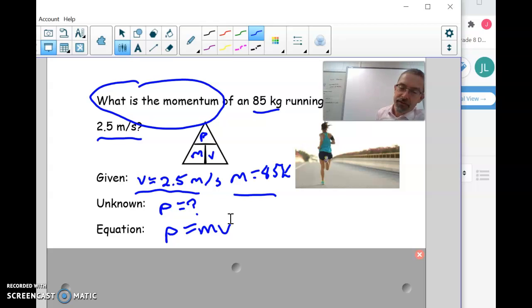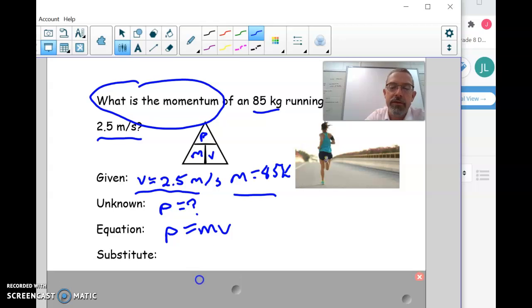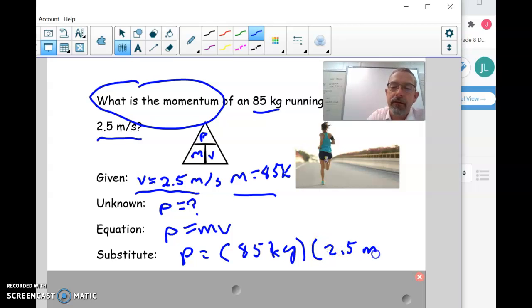So you can see in our first examples, the reason why the truck had more momentum than the car, even though it traveled at the same velocity, is because it had more mass. So this momentum is going to be a bigger number. You can see in the situation with the tortoise and the hare that even though they had the same mass, if the hare has a greater velocity, it's going to have a greater momentum. So both factors play a role. So I'm going to substitute in: momentum equals my mass of 85 kilograms times a speed of 2.5 meters per second.